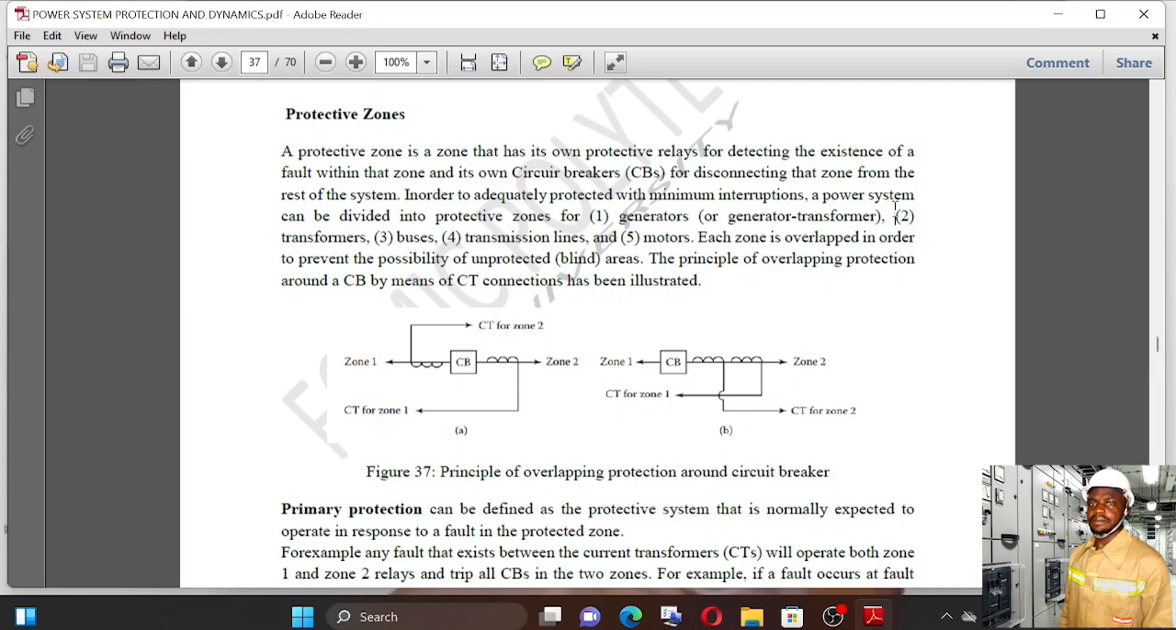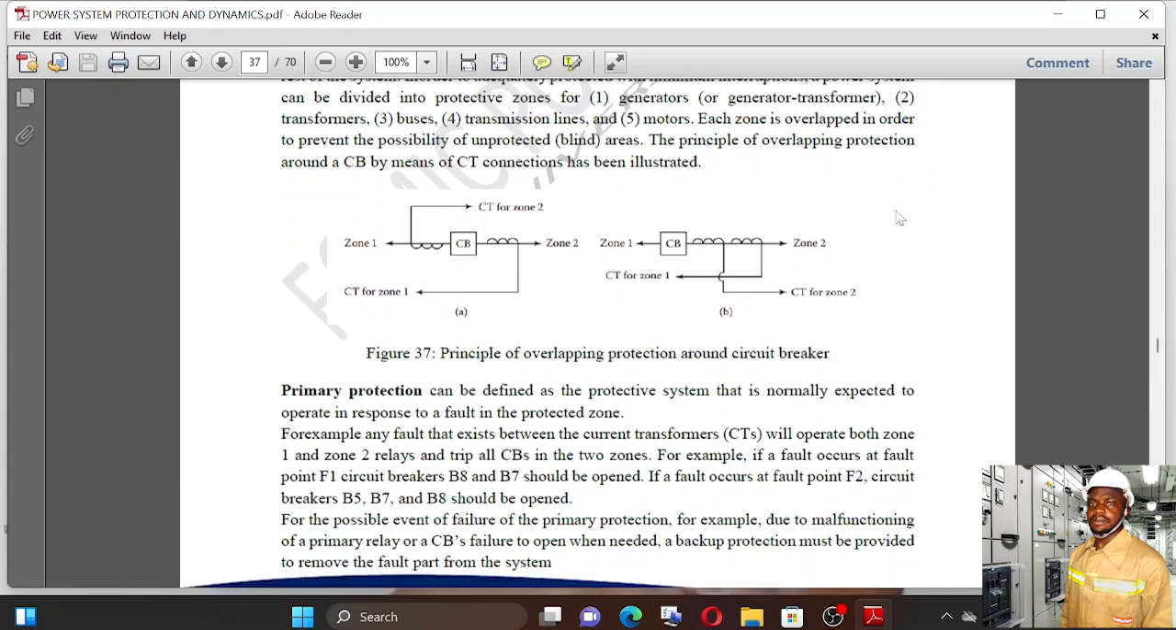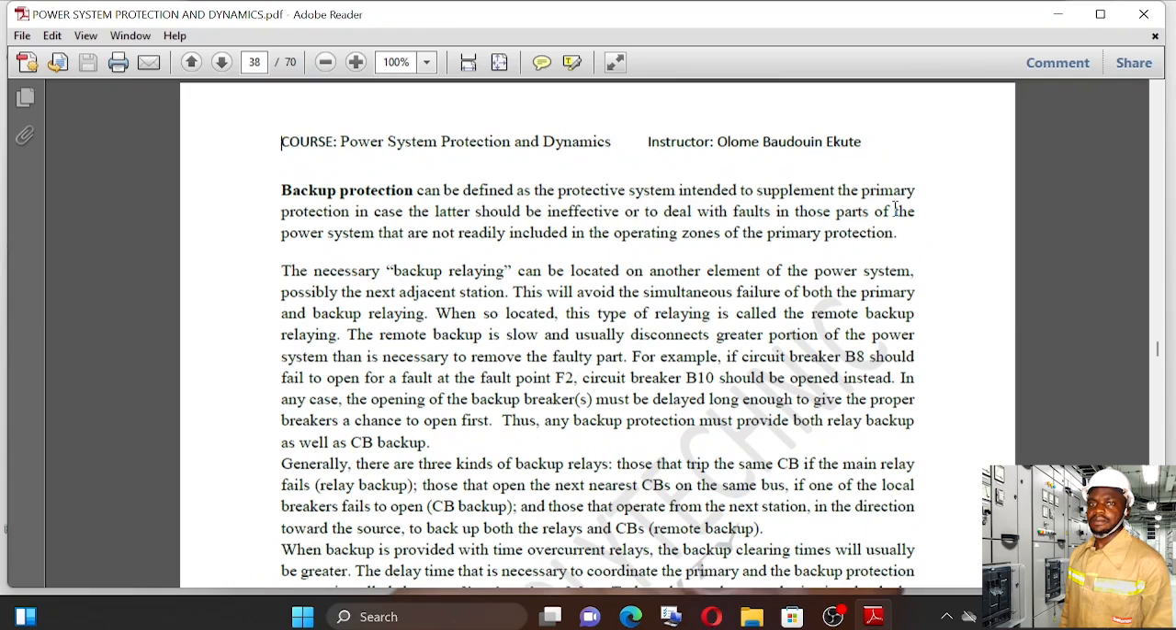So you need to know how to establish a protective zone, and there are various criteria in establishing one. Protective zones are established in the sense that every piece of equipment normally should fall under a protective zone, and the protective zones should overlap, right? That means there should be overlapping. We are going to see much of this further down.